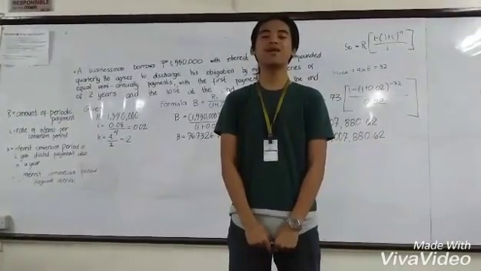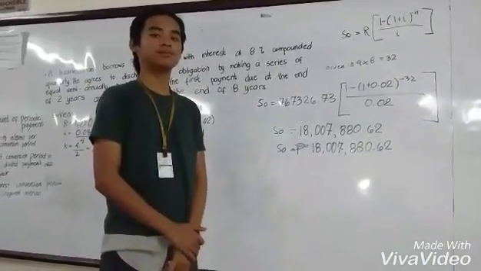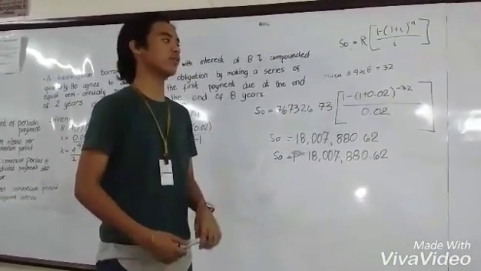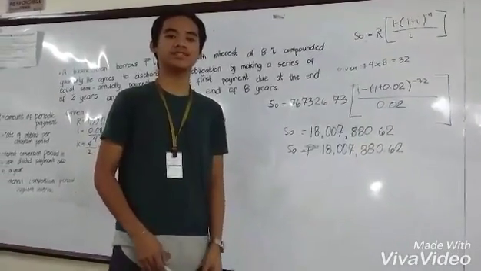Now, the second part, the forward tutorial. Our second problem is about the present value of an ordinary general annuity converted to a simple ordinary annuity.